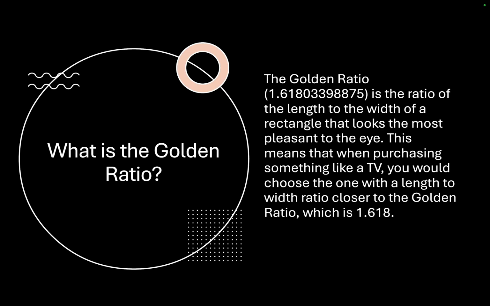You would probably choose the one with the length to width ratio that's closer to the golden ratio, which is 1.618. What this means is, if there's a 6 foot by 5 foot TV, you would rather buy a 5 foot to 3 foot TV instead of a 6 foot to 3 foot TV, because the length to width ratio is closer to 1.618.